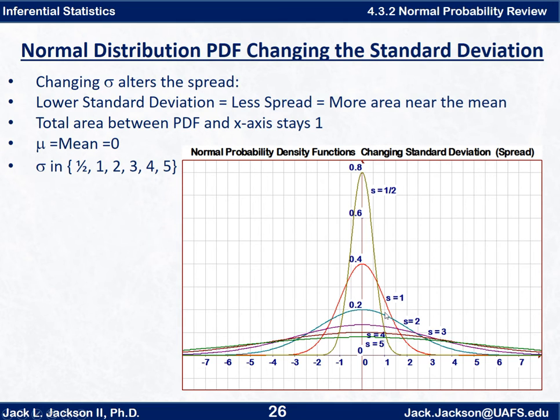Okay, so the one with the smallest standard deviation is this tallest, skinniest one. This one has a standard deviation of 1/2. All of these have a mean of 0, so they're all centered at 0. Here's the standard normal in red, with a mean of 0 and standard deviation of 1. Standard deviation of 2 is more spread out here. Standard deviation 3 even more spread out, and so forth.